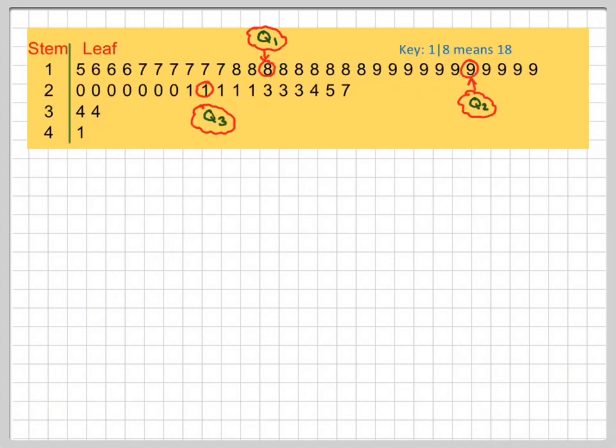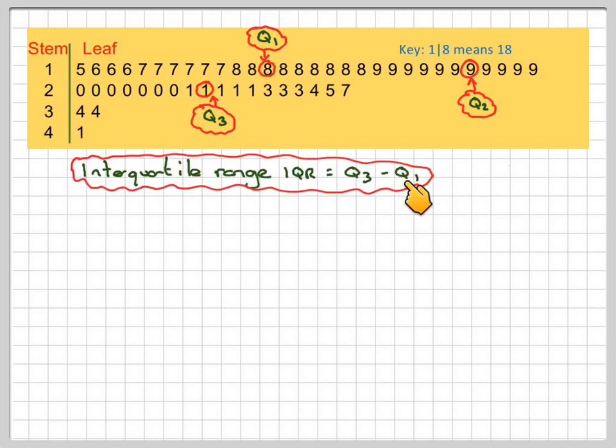Right, so marking those values on, Q1 is the lower quartile, Q3 is the upper quartile, Q2 is the median. The interquartile range, which we write as IQR, is Q3 minus Q1. So it's going to be 21 minus 18, which gives me 3.